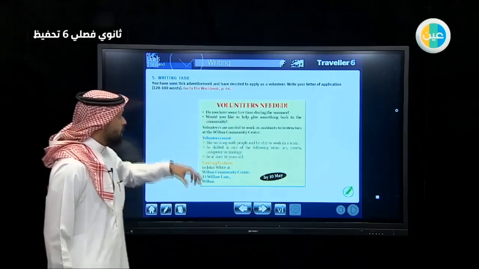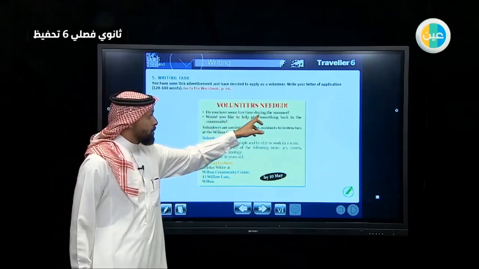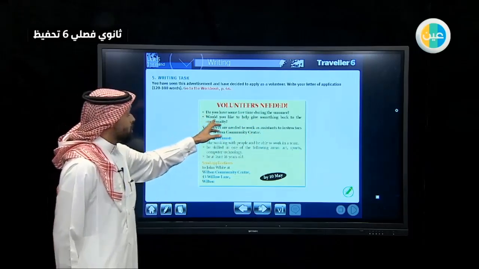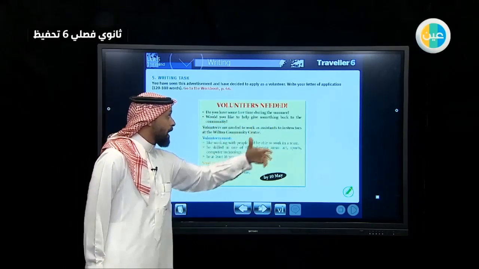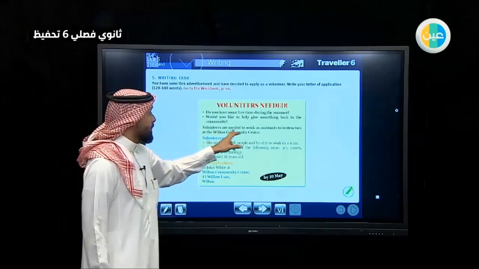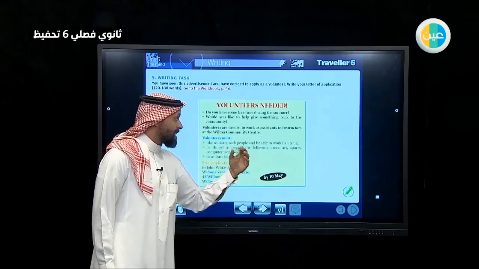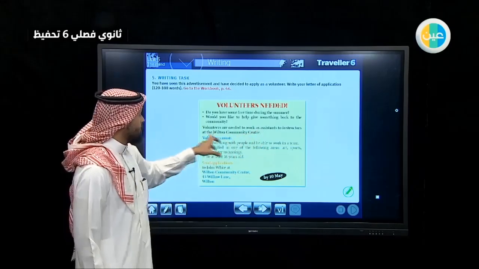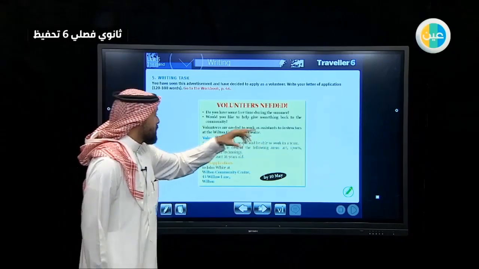Volunteers needed. Do you have some free time during the summer? Would you like to help give something back to the community? مجتمعك في الحارة في الحي. Volunteers are needed to work as assistants مساعدين to instructors at the Wilton Community Center.